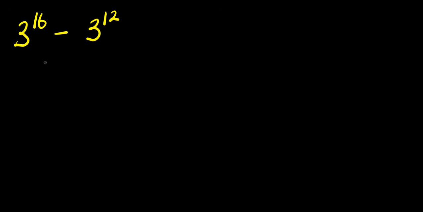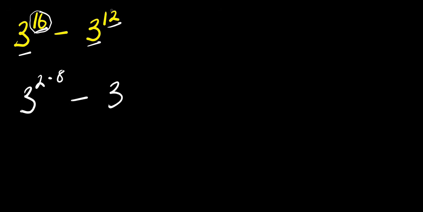How to evaluate, without a calculator, 3 power 16 minus 3 power 12. We are going to start by expressing the 16 as a product of 2 times 8. So you have 3 power 2 times 8 minus 3 power, and we are going to express this 12 as a product of 2 times 6.